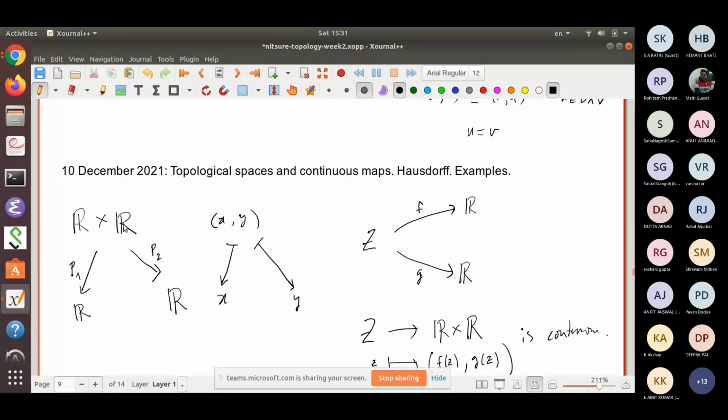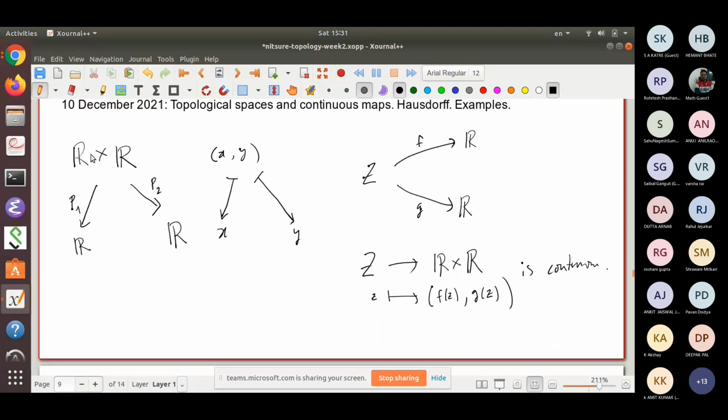So last time we talked of topological space and continuous map and Hausdorff property and examples of that. We talked of the product of R with itself, and these are the two directions of the binary product. It sends an ordered tuple to X and an ordered tuple to Y. And the universal property is, if there is any Z with one continuous map F to R and another continuous map G to R, then that induces a map from Z into R cross R, which sends any z to (Fz, Gz), and this is a continuous map.